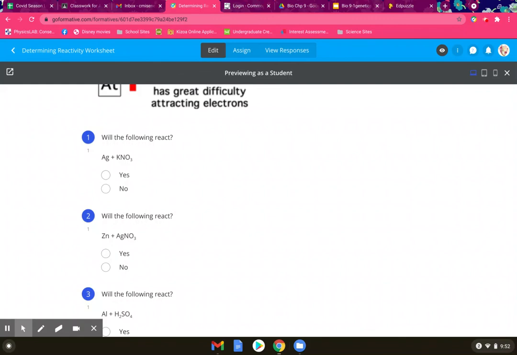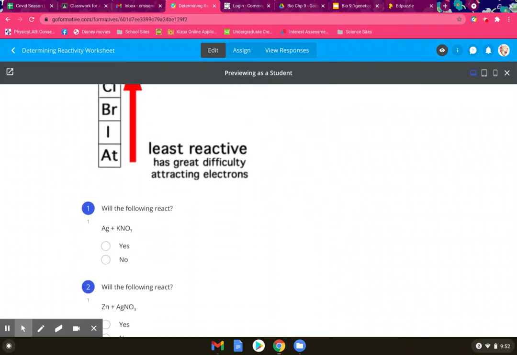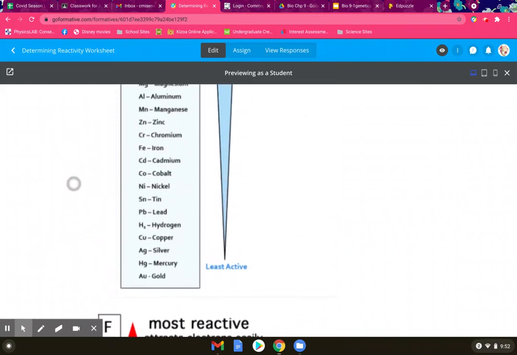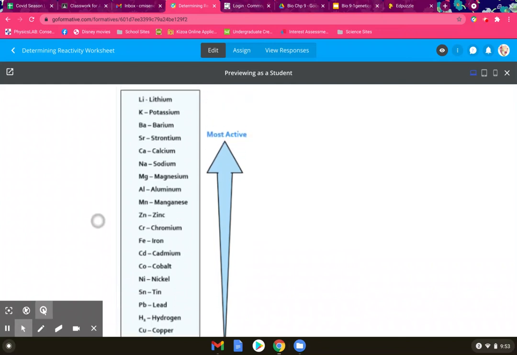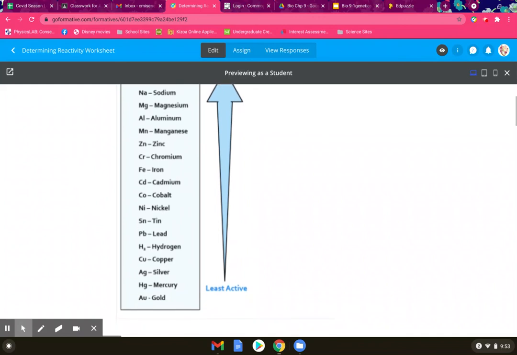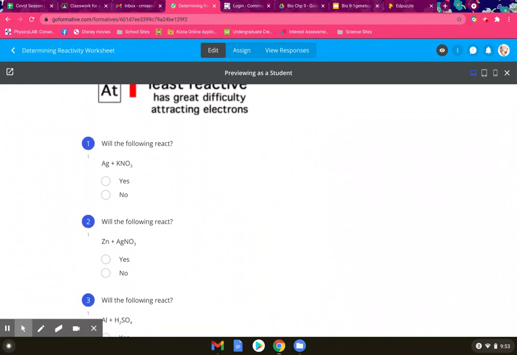Ag is positive, so we're going to compare it with K. Since Ag is by itself, it has to be higher than K for this to react. So we're going to find Ag down here, and then K. Ag's at the bottom, and then K is all the way at the top. So Ag is not higher than K, so this will not happen.